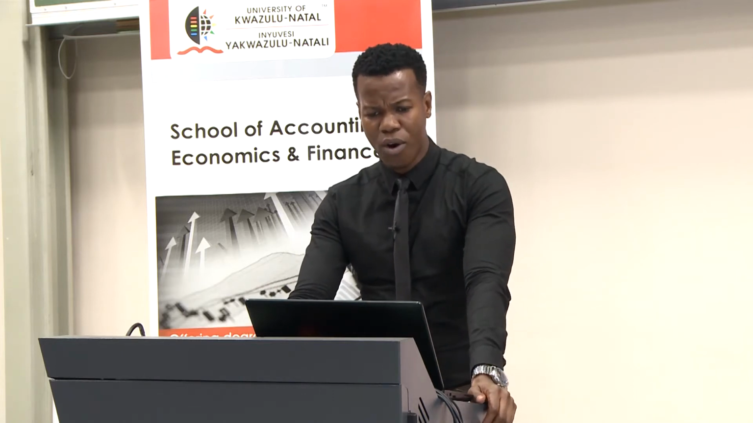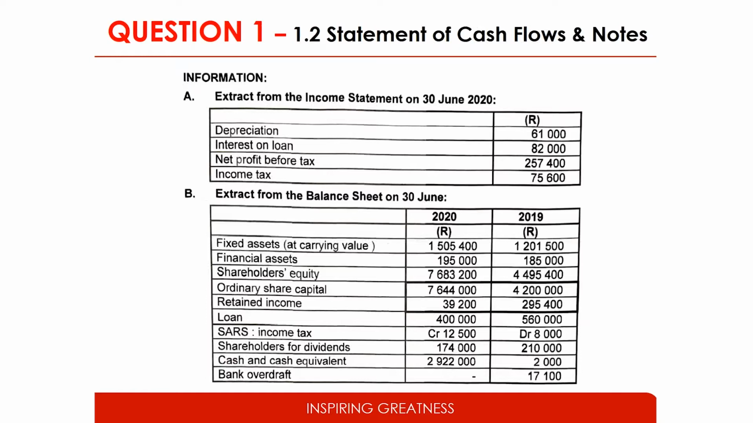The information is very lengthy. All right. The information that is presented to you is that, A, you've got the extract from your income statement on 30 June 2020.